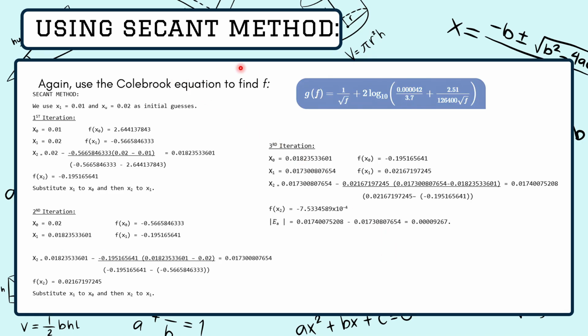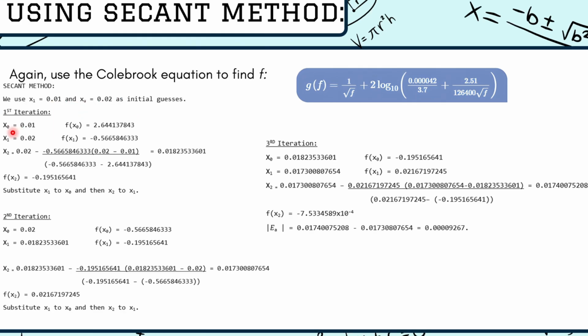Then, using the second method, again we use the Colebrook equation to find the f, this equation. Then we use the initial guesses of x sub l equal to 0.01 and x sub u equal to 0.02. The x sub o is equal to x sub l, 0.01, and the x sub 1 is equal to x sub u, 0.02. Then we input this value into this equation to find the value of the function of x sub o, which is 2.644137.8. Then for the f of x sub 1, from this equation we get this value.